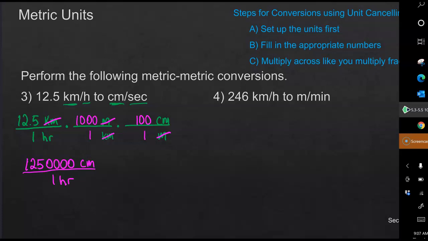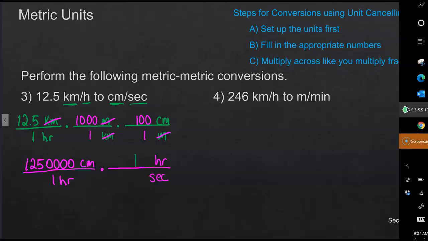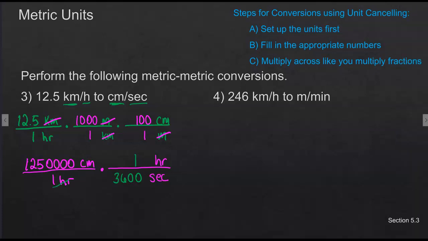And then I'm going to now convert my hours to seconds, because remember, we were doing 2 different conversions here. Okay, and then in 1 hour, and this is on your conversion chart, there are 3,600 seconds. Now I can eliminate my hours, and then I take 1,250,000 centimeters divided by 3,600.